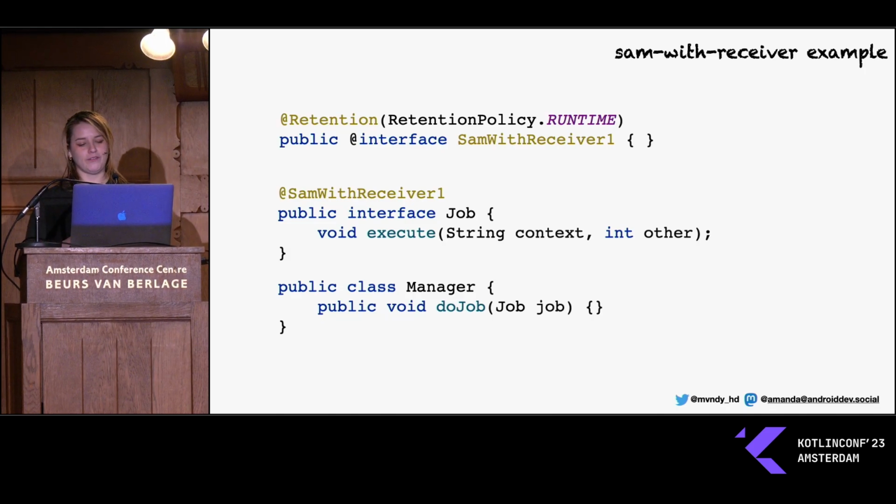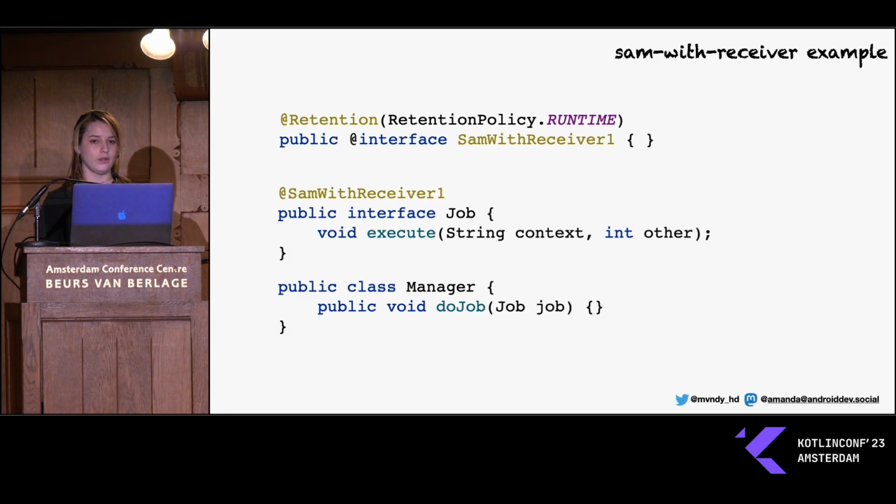Yeah, the SAM with receiver plugin makes the first parameter of the annotated Java single abstract method, otherwise known as SAM interface, receiver in Kotlin. The code in here shows the SAM with receiver annotation set to runtime, and it annotates the job interface class containing 1 function to execute. The manager class holds an empty method called doJob. It takes a function of the job type.